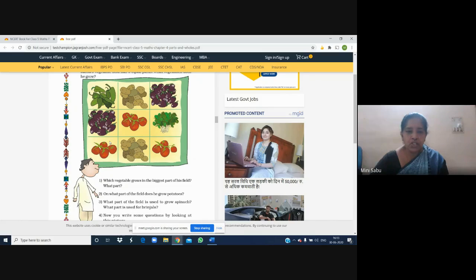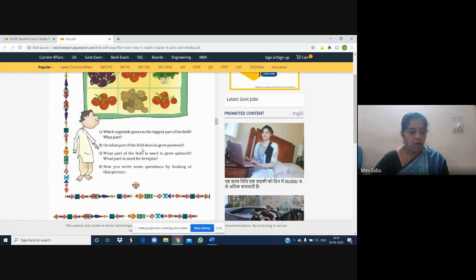Then we can join two things together. Suppose we are joining the green chilies and spinach together. Then how do you ask a question? On what part of the field does he grow green chilies and spinach together? What will be your answer? 2 by 9. If the question is only about green chilies, the answer will be 1 by 9.